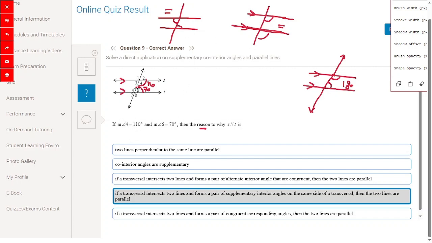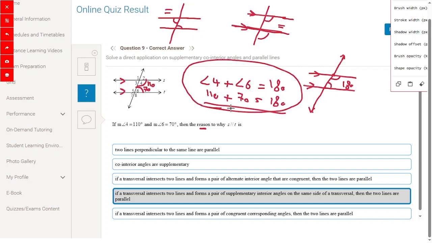Now we have the measurement of angle 4 and the measurement of angle 6. If we add them together, angle 4 plus angle 6 equals 180, because angle 4 is 110 and angle 6 is 70, so it will be 180. And this will only be right if the two lines are parallel and there is a transversal line. Okay, now let's see the answers here.